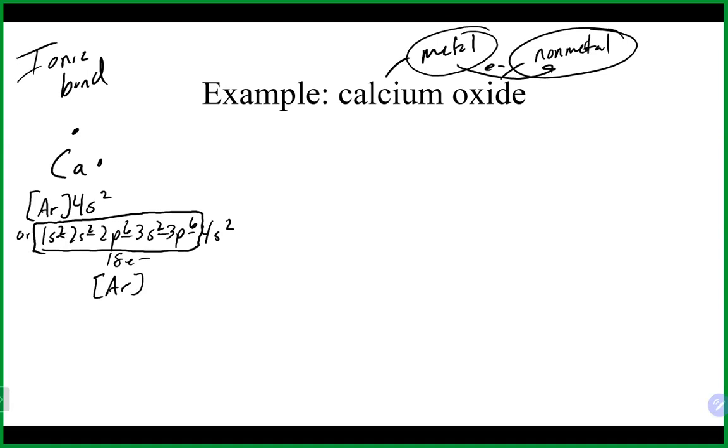And then you kind of continue on with the rest of it there for calcium in this case, which is 4s2. It's going to go with oxygen, which is group number 6. So it's got 6 valence electrons here. And it has an electron configuration of 1s2, 2s2, 2p4 in this case.